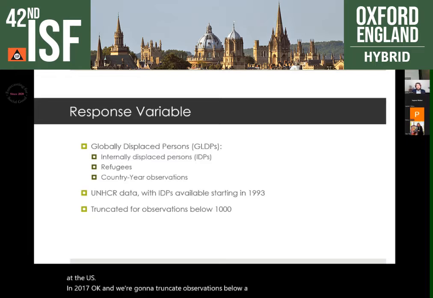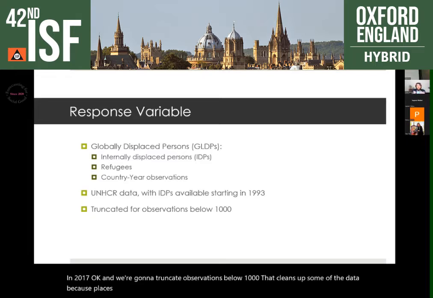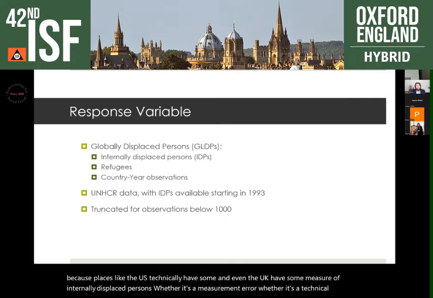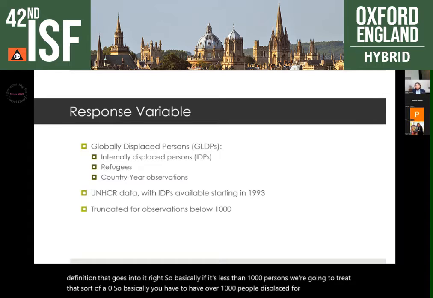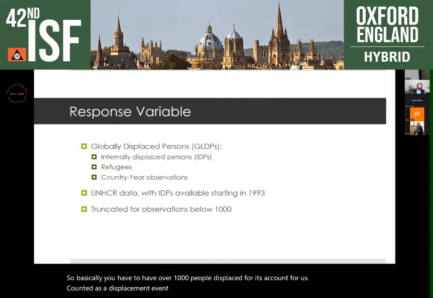And we're going to truncate observations below 1,000. That cleans up some of the data, because places like the US technically have some, and even the UK have some measure of internally displaced persons, whether it's a measurement error or a technical legal definition that goes into it, right? So basically, if it's less than 1,000 persons, we're going to treat that as a zero. You have to have over 1,000 people displaced for us to count it as a displacement event, right? And we're going to start in 1993, which is the first year we have internally displaced persons information from the UNHCR, and so we essentially have up through about 2000, okay?